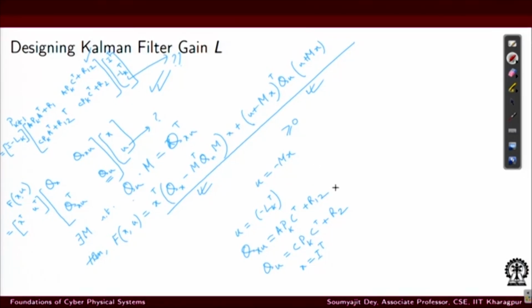Now, if we apply these substitutions into this requirement, that Qu times M should be equal to Qxu transpose, you first put the value of Qu, so we know what is Qxu. Let us take the transpose of that.